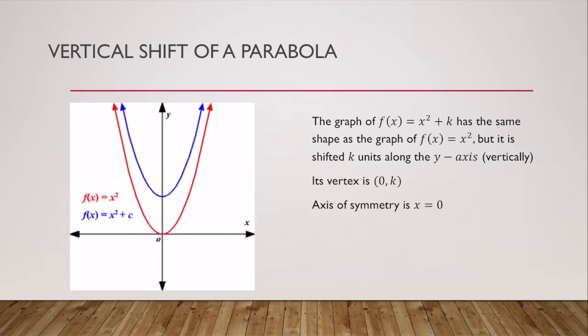If I have the graph of f of x equals x squared plus some constant k, it's going to have the same shape as our squaring function, but it's shifted k units vertically along the y-axis. Its new vertex would be (0, k), because x is still 0, since we're shifting vertically. It has the same axis of symmetry. If k is positive, it's shifted up. If k is negative, like x squared minus c, it's shifted down, but it has the same shape.